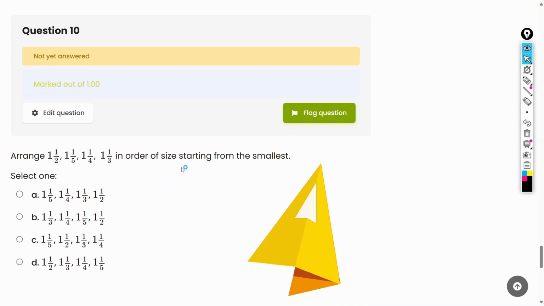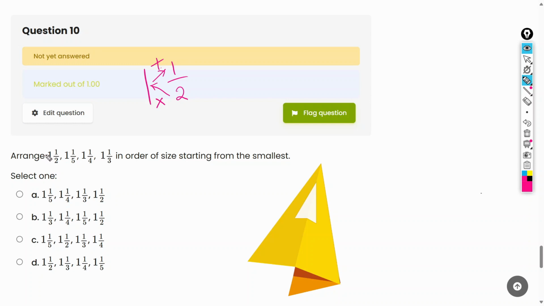Arrange these in order of size, starting from the smallest. Since we have mixed fractions here, the first thing we might want to do is to change them to improper fractions. So we start with the first one. We multiply, then we add with what we have here. So we multiply these two, and then the answer we get, we add.